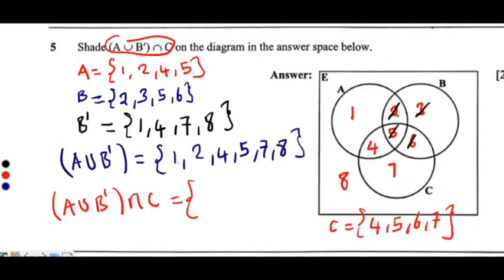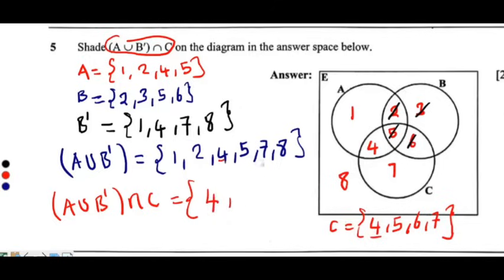In A union B complement, we've got 1. In C, there's no 1. We have 2. In C, right here, there's no 2. We have a 4. Okay? In set C, we also have a 4 right here. So 4 is intersecting. We write 4, comma.